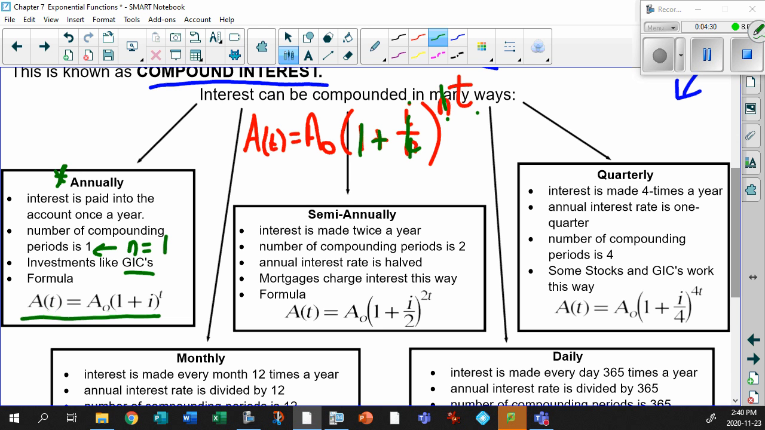Because you're compounding only once a year. If you invest for 2 years, great, 2 times 1 is still 2. Invest for 5 years, 5 times 1 is still 5. So this is how this formula gets interpreted. But again, it's from our original formula.